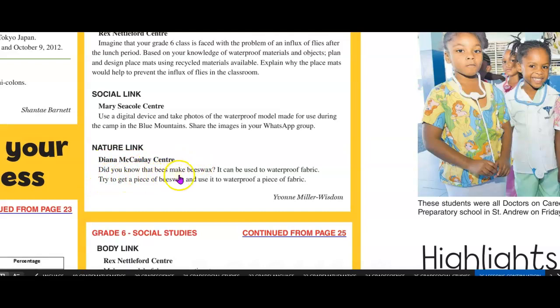Finally, the nature link from the Dan Macaulay Center. Did you know that bees make beeswax? It can be used to waterproof fabric. Try to get a piece of beeswax and use it to waterproof a piece of fabric.